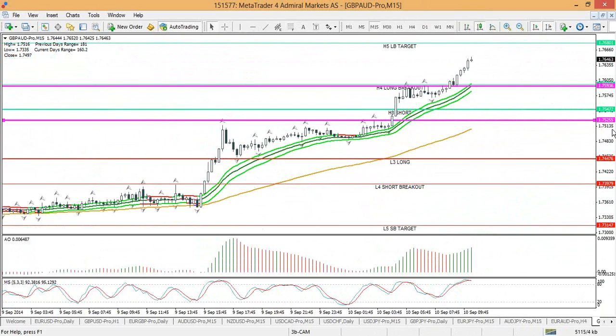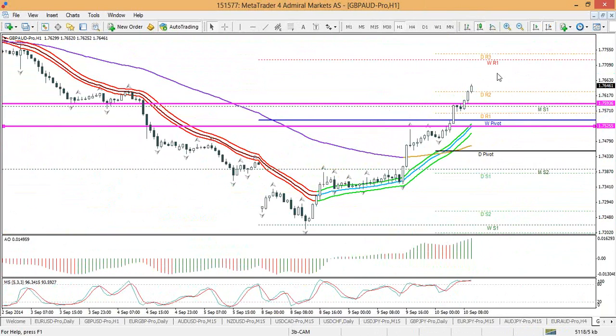The H5 is 76.80, but I think it could go a bit further than that, in fact.